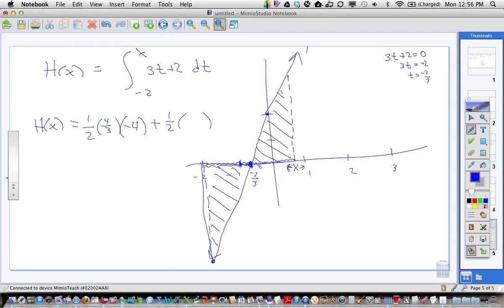X minus -2/3. That'd be x plus 2/3. Well, that makes sense because x is measured from 0, right? X is measured from the origin, right? So this would be x, and then this is 2/3 right here, right? So x plus 2/3. So that makes sense. So the base there is x plus 2/3, or x minus a -2/3, same thing.